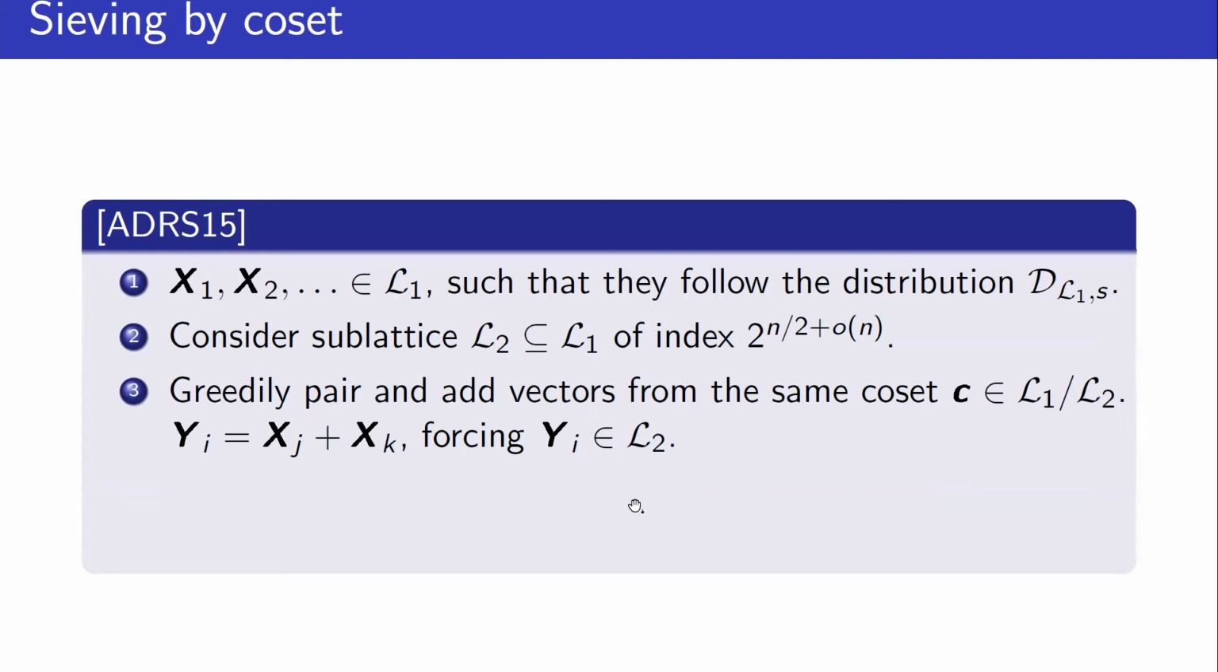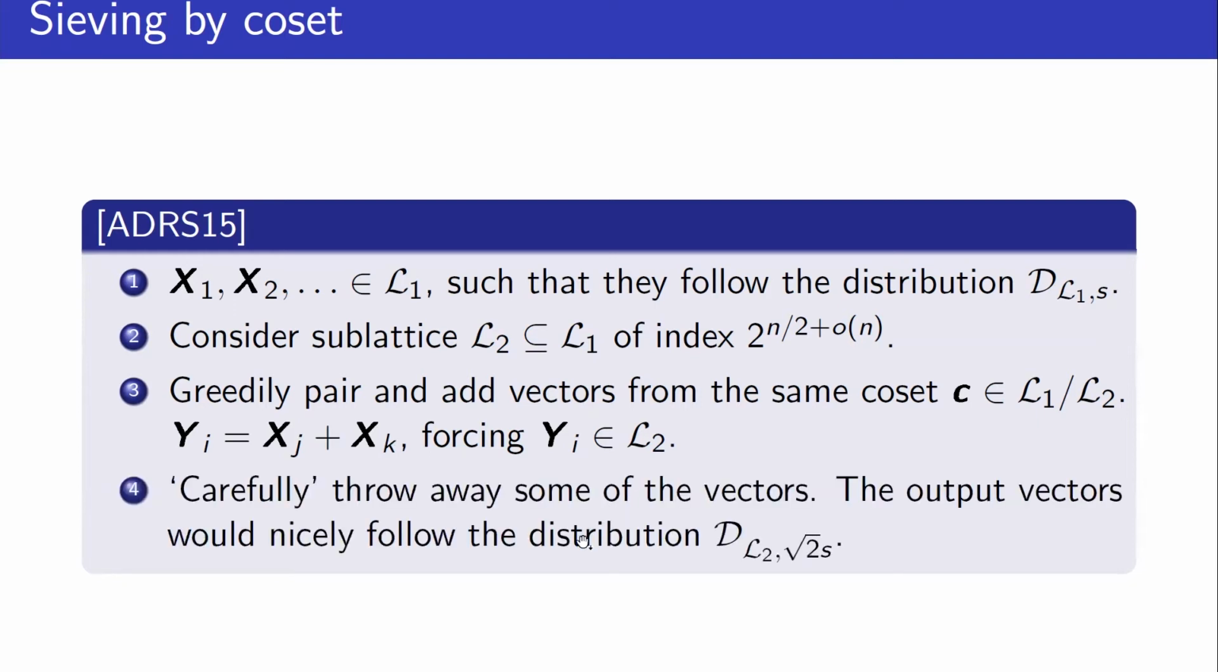And the next step was to do some rejection sampling to carefully throw away some of the yi's that we have so that they are able to control the output distribution to be nicely the discrete Gaussian over the lattice L2, and the parameter S would increase by a factor of square root 2.